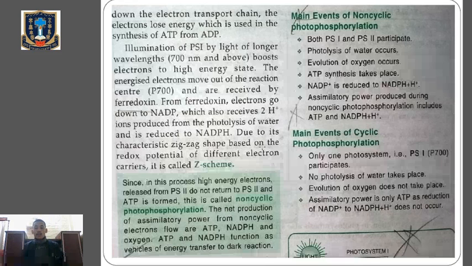So let's talk about the main events of non-cyclic photophosphorylation. Both PS1 and PS2 are involved in non-cyclic photophosphorylation. In that case, PS2 is mainly involved with the photolysis of water. There will be synthesis of oxygen, there will be formation of ATP, and there will be formation of NADPH. Clear? Now let's go to the cyclic photophosphorylation.